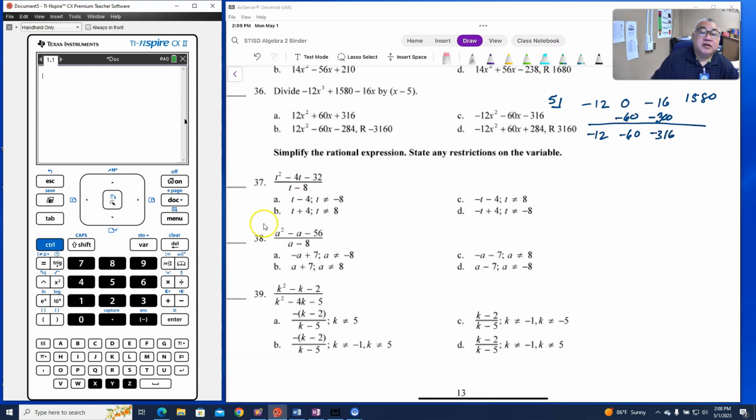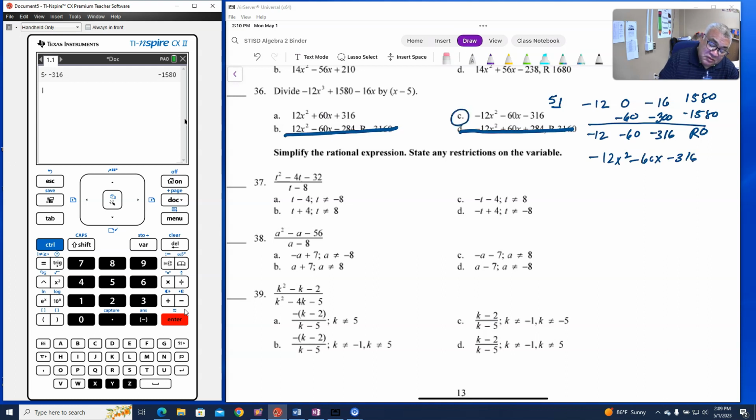-316. And then we have 5 times -316 gives you -1,580, which is 0. That's the remainder is 0. So you don't have a remainder. So it's negative 12x squared minus 60x minus 316. So your answer is C.